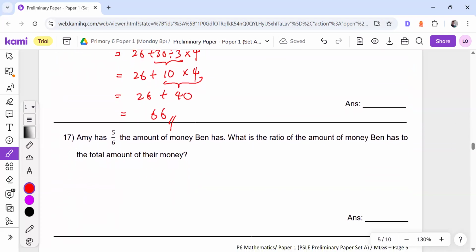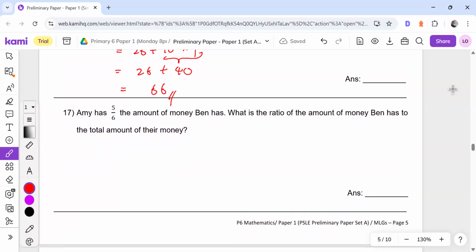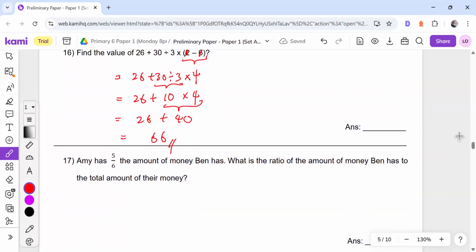Question 17. If you made a mistake, it's because you did not label your ratio. Amy has 5 over 6 the money Ben has. Number one, when you see fractions in the middle of the sentence, you need to break up the fraction like this. Then if you are using the ratio method, you need to label your ratio: 5 is to 6. And your ratio must always have a total, and that is 11. So what's the ratio of Ben to the total?